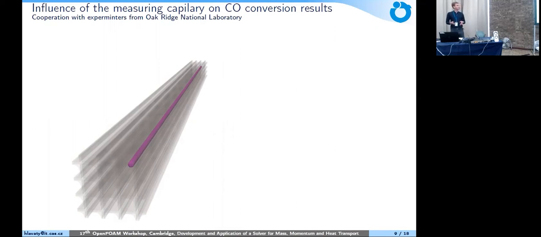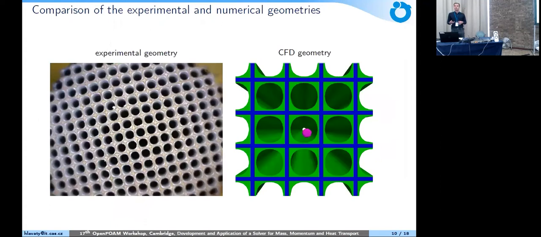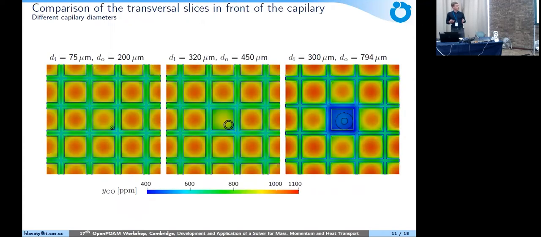This research is focused on the influence of the measuring capillary. The conversion in such devices is measured by a small capillary that is inserted in the sample channel. And here, as you can imagine, this capillary influences the flow and can also influence the results of the measured conversion of carbon monoxide or other exhaust gases. So we are trying to build a digital twin of the experiment using our developed code and try to estimate these possible effects that can be there.